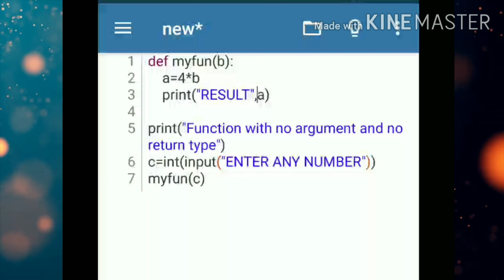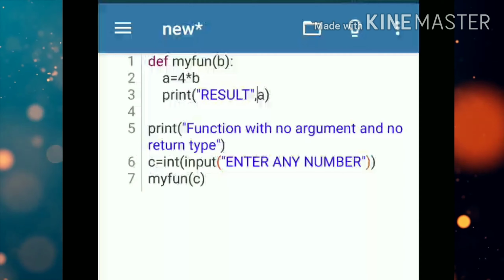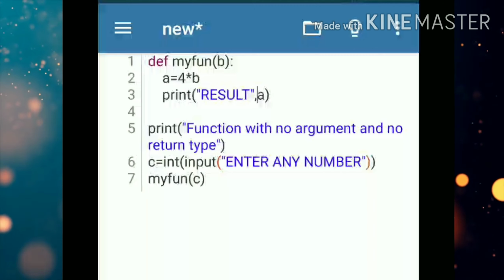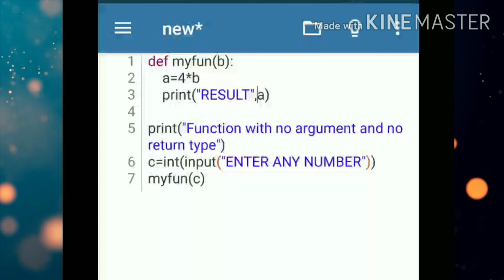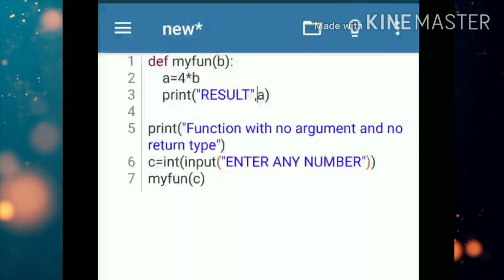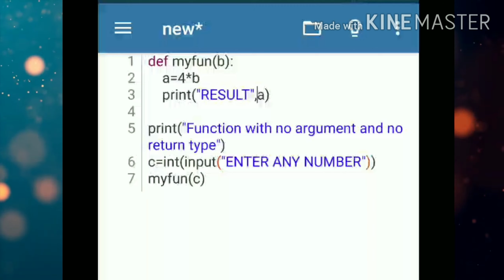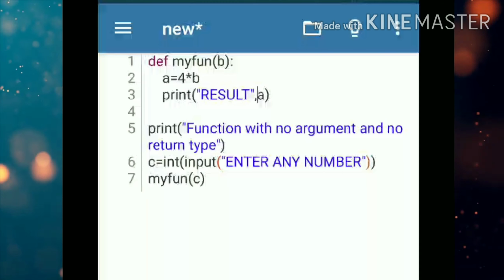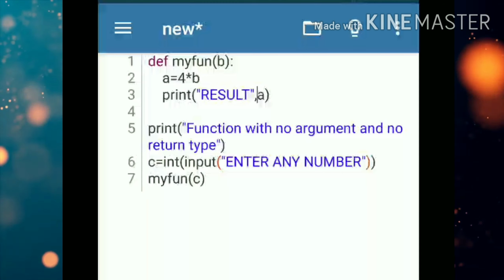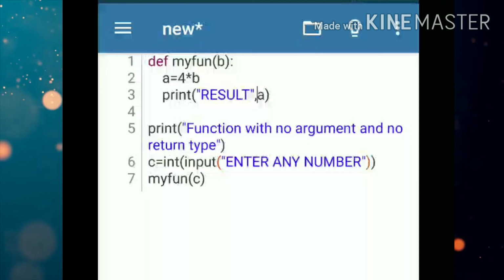Now look at this kind of function. This is the second kind of function, in which I'm taking one argument in B and finding the perimeter of a square. That formula is 4 into side. I have given it at line number 2, and print the result in the third one. Basically in this kind of function we take the value as an argument and show the result here. That means we get the value from outside the function and print the result inside the function.